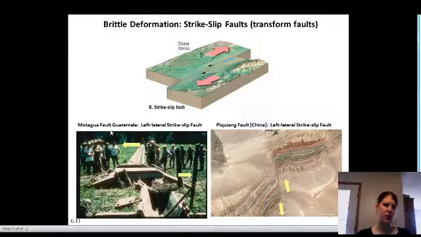The Motagua Fault in Guatemala is a left lateral strike slip fault. So if we were these guys looking towards us, everything moved to our left. And from our perspective, this canal, everything moved to our left. The Pikwang Fault in China is also a left lateral strike slip fault.